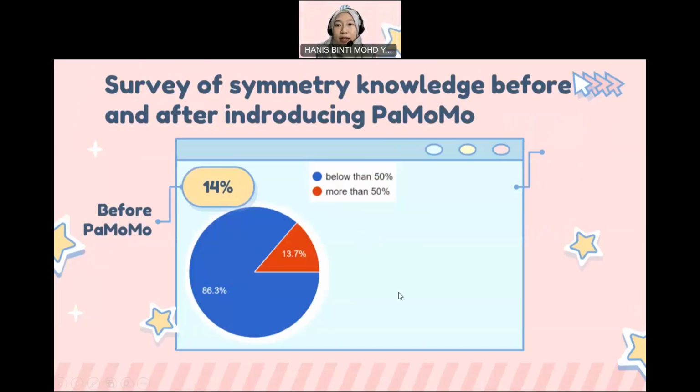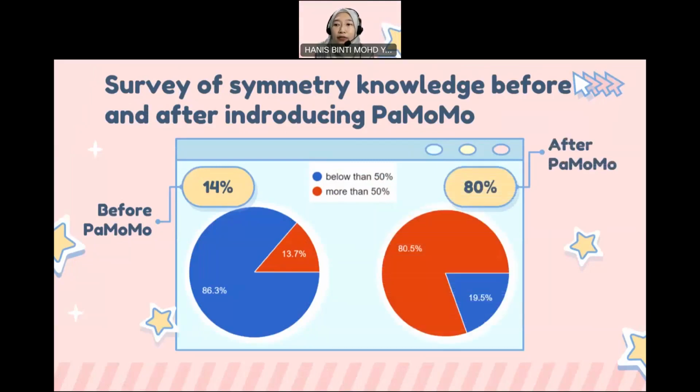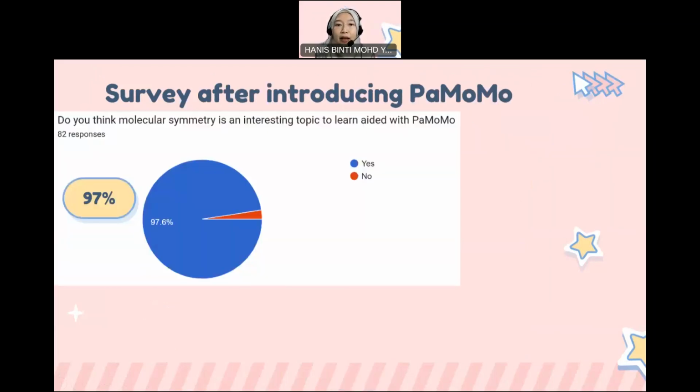A survey has also been carried out on symmetry knowledge before and after introducing PaMoMo. Before, around 40% of students stated that they had lower than 50% knowledge of symmetry elements. But after applying PaMoMo, it increased from 14% to 80%. And this is more than a 50% increase in student understanding.